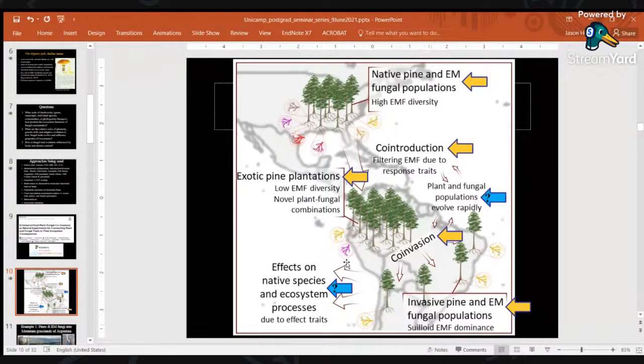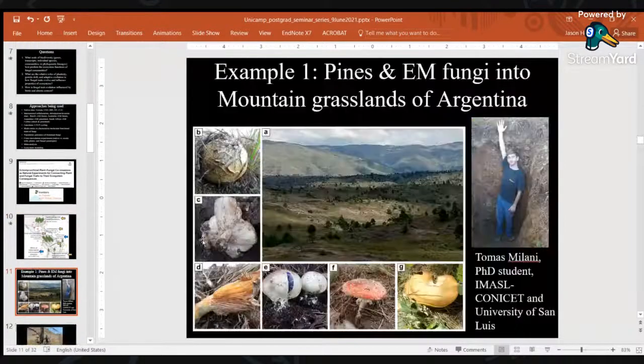So for example, if Suilloid fungi have particular effects on ecosystems, then we may be able to predict what those effects are in response to these introductions. And I'll come back to that idea in a minute. I want to move to a first concrete example.